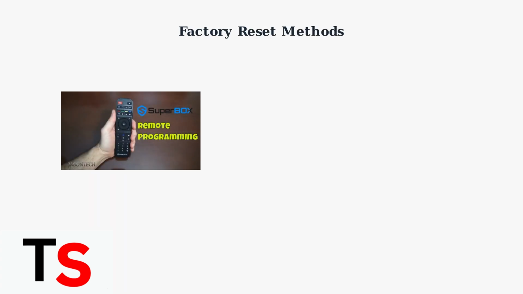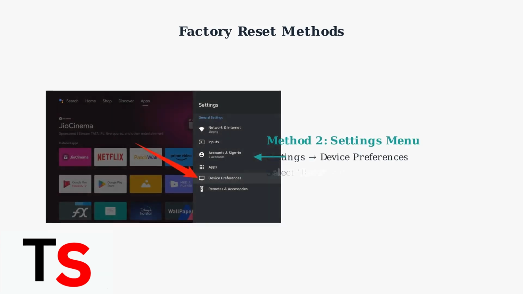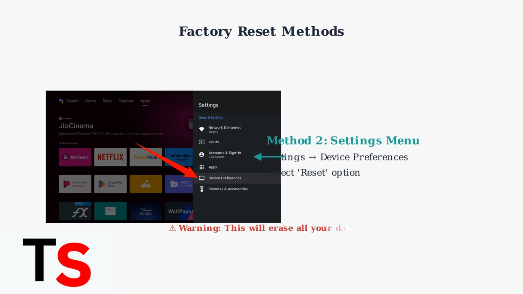If basic troubleshooting didn't resolve your Superbox S5 Max power issue, we'll explore advanced fixes, starting with factory reset options. Method 1. Press the period button and zero button on your remote simultaneously. Hold these buttons until the factory reset screen appears on your TV. Method 2. Navigate to your device settings menu, select Device Preferences, then choose Reset. This method provides the same result through the user interface.